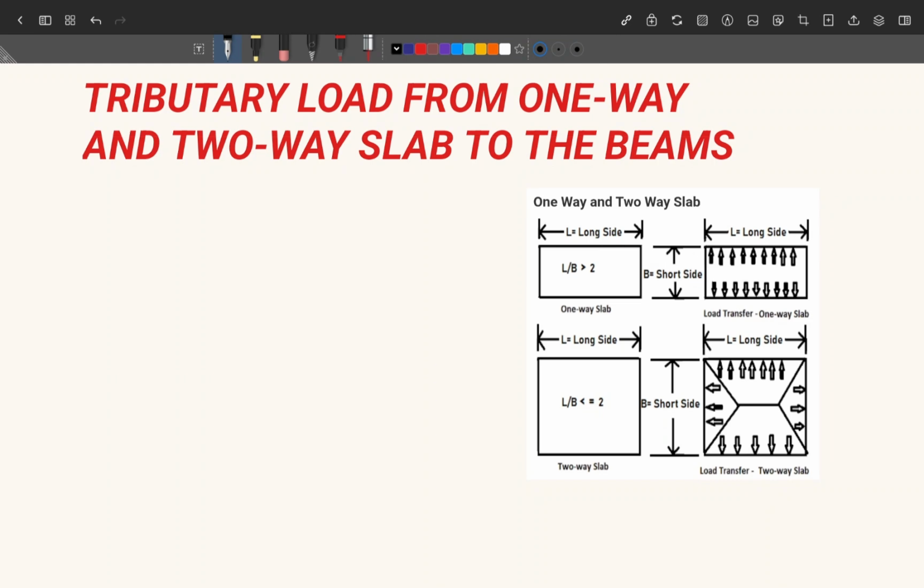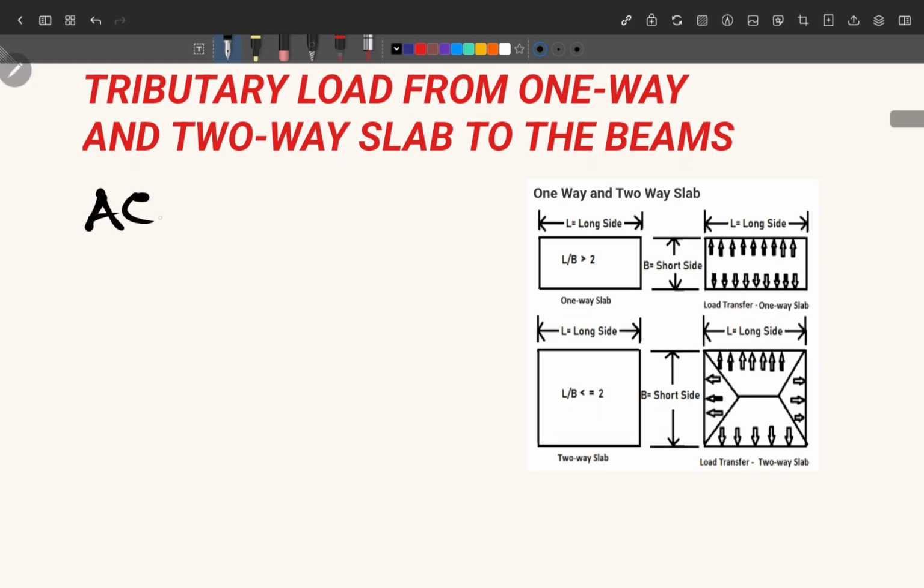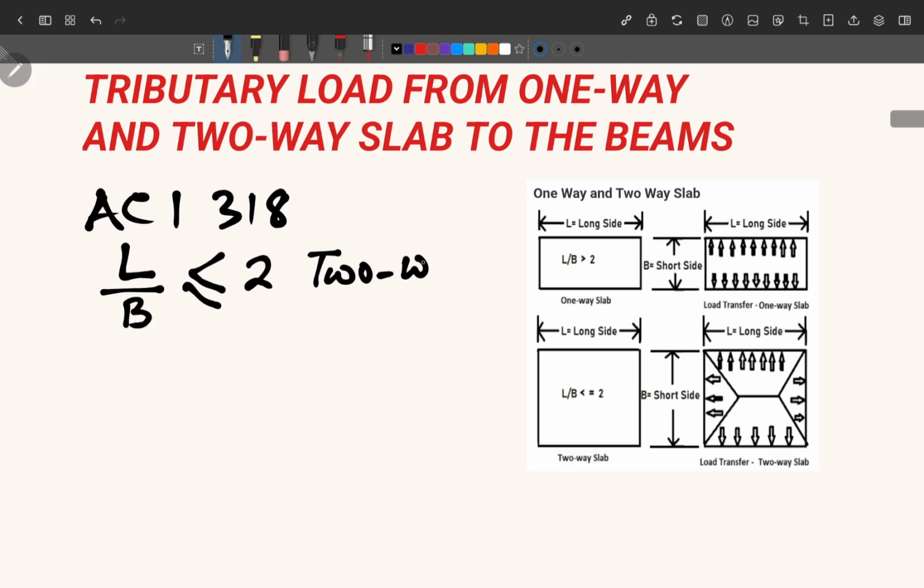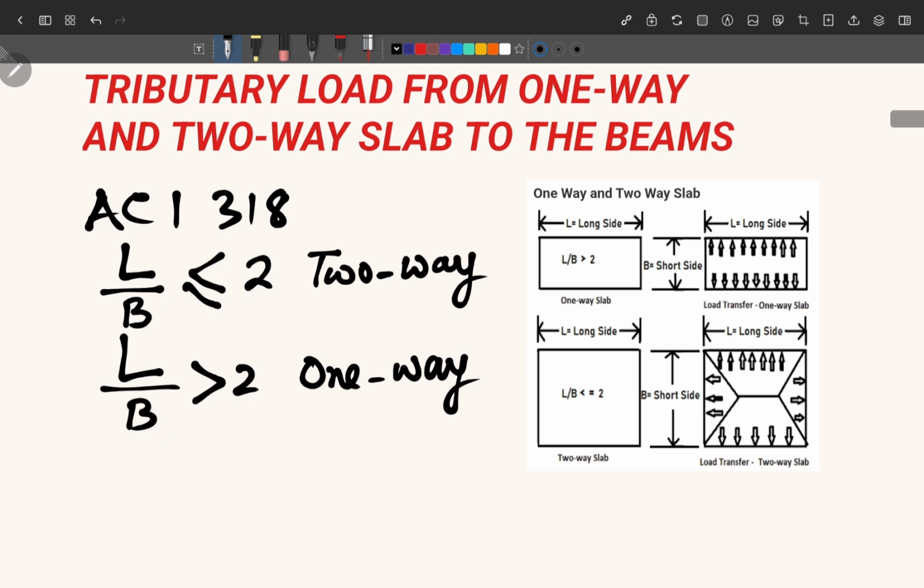According to ACI 318, if the long side to short side ratio is less than or equal to 2, then it is known as two-way slab. And if the L by B ratio is greater than 2, then it is known as one-way. So this is the definition of ACI 318, which is American Concrete Institute. And based on this, we will be considering our slab as one-way or two-way.